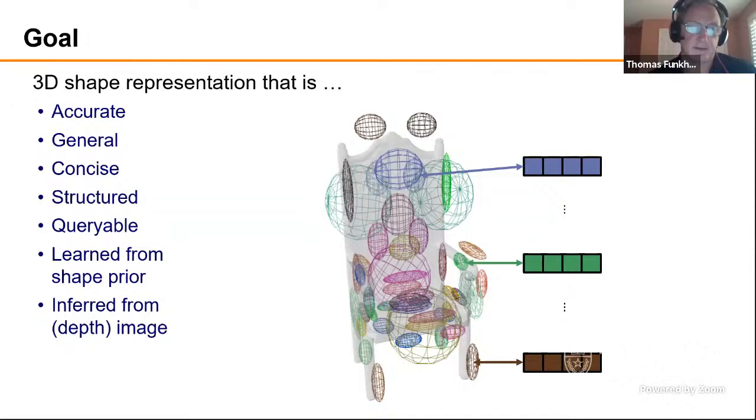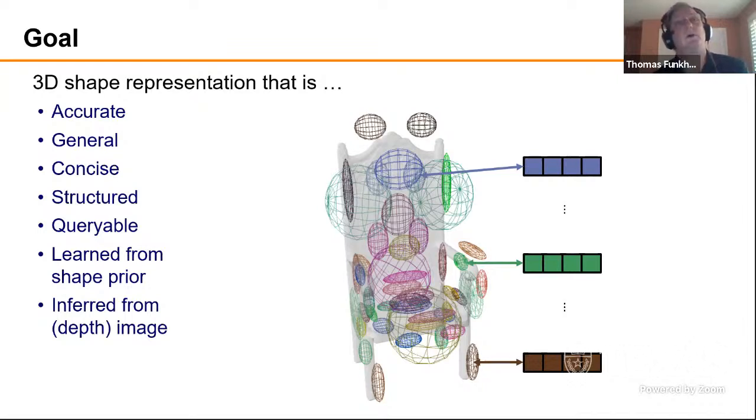For many applications, the properties you'd want in a 3D shape representation are that it accurately reflects a shape, so that there are no approximations due to a coarse set of voxels or a small number of faces, and that it can represent any kind of shape. It doesn't just do chairs, but can do any kind. That it's concise, the number of bytes required to represent a shape is relatively small, no more than the amount of detail in the shape. That it's structured, in that you can understand part decompositions, whether semantic or not, structural decompositions, so that you can make queries about how different aspects of the shape relate to each other.